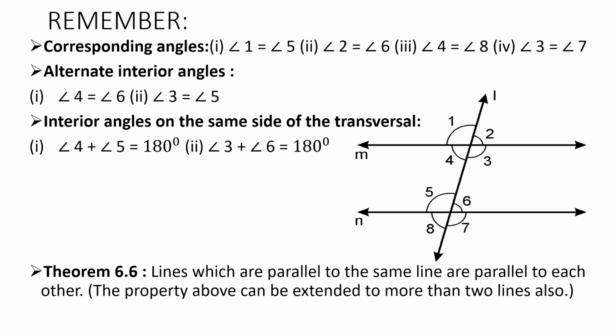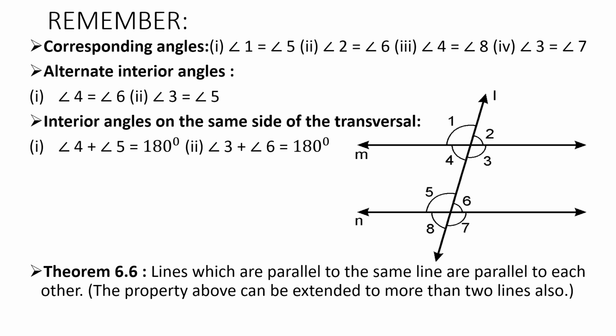Second result regarding alternate interior angles. Since the lines are parallel, angle 4 will be equal to angle 6 and angle 3 will be equal to angle 5. They are alternate interior angles. Third result: for two parallel lines M and N with L as a transversal, the interior angles on the same side of the transversal will be supplementary, meaning angle 4 plus angle 5 will have a 180 degree measure and angle 3 plus angle 6 will also have a 180 degree measure.